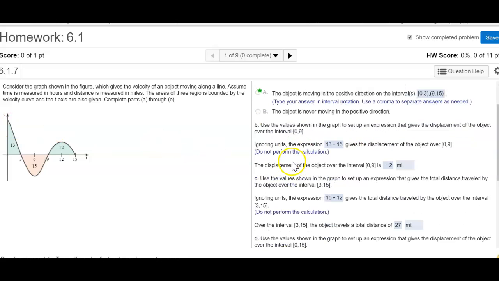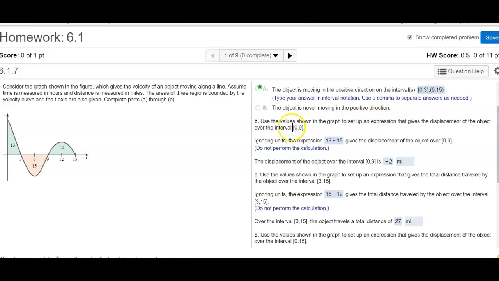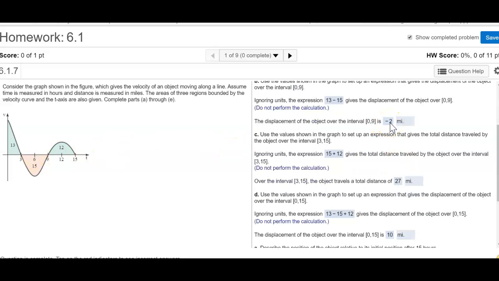And then use the values shown in the graph to set up an expression that gives the displacement of the object over the interval 0, 9. So if you're going from 0 to 9, you would basically want to integrate and find this area here, the green, and then integrate and find the area here, and then subtract them. And that would be the displacement over that time. So here, we don't have to integrate because they already have the areas for us. It'd be 13 minus 15, which is a negative 2 displacement.